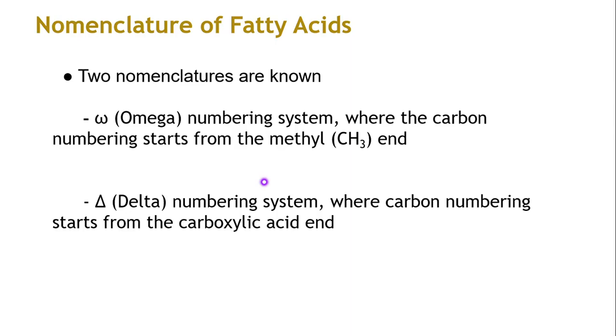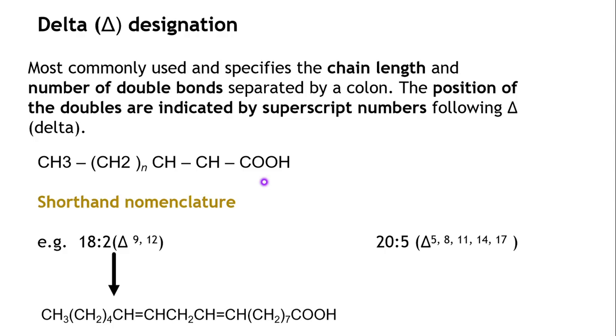There are two main ways of naming fatty acids. One, using the omega system, where the carbon numbering starts from the methyl end, and the other, the delta numbering system, where the carbon numbering starts from the carboxylic end. Now when we are looking at the delta designation, it is most commonly used, and it also specifies the chain length and number of double bonds separated by a colon.